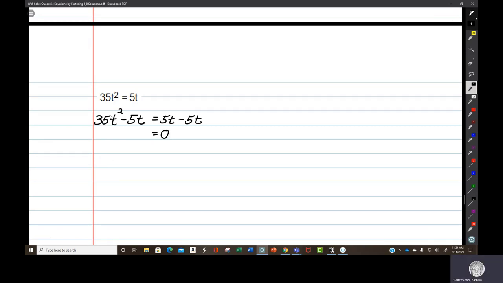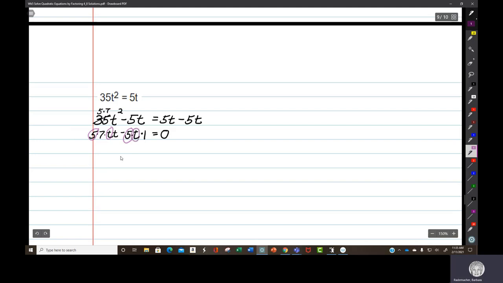All right, 35 is 5 times 7. So both of these terms have a 5, the GCF. And they have a t. Oh my goodness, isn't that great? This is 5 times 7 times t minus 5 times t. You know I'm going to pull the whole 5t out. So times 1. All right, so each term has a 5 and a t.